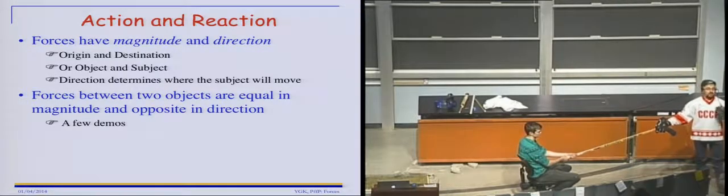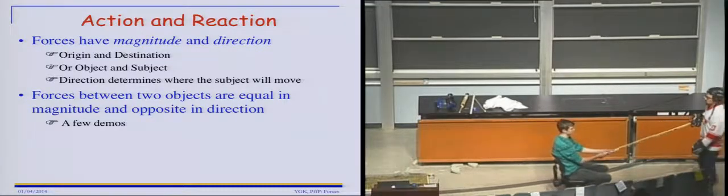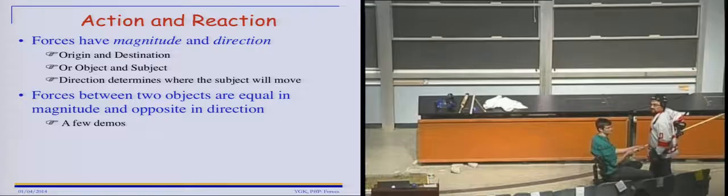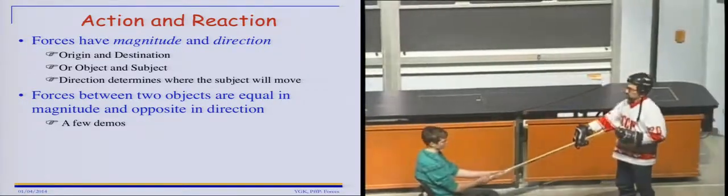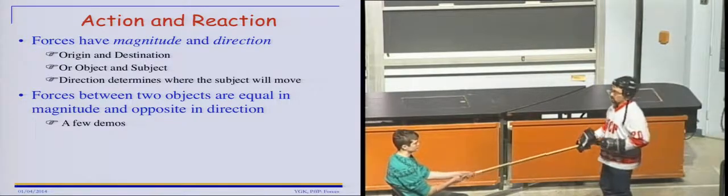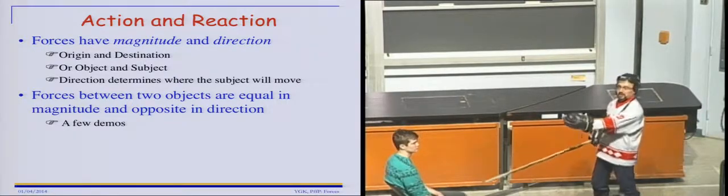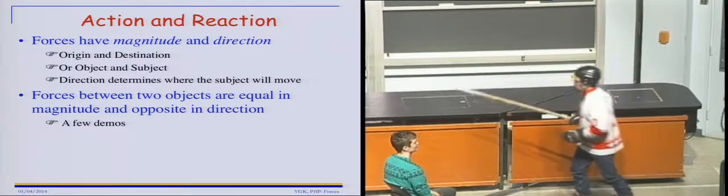Forces are applied in equal and opposite directions. The force that I'm applying on him is applied on me at the same time in the opposite direction. So I can pull and I can push. And that generates motion for both of us. The force I'm applying on Daniel is applied at me at the same time.